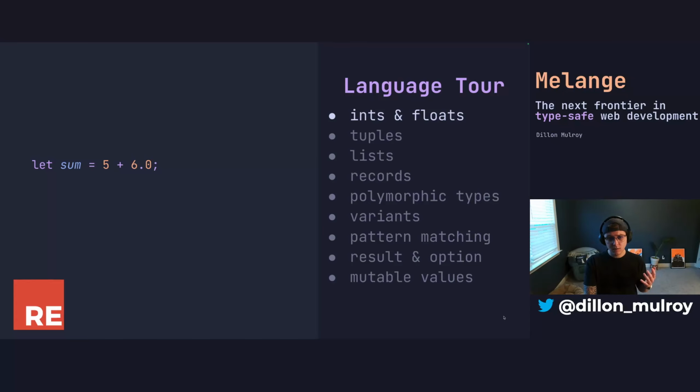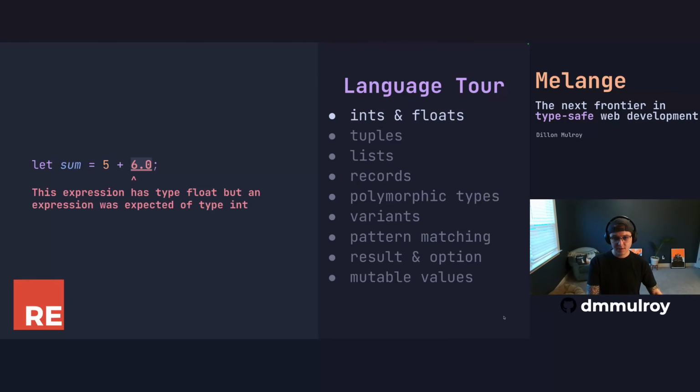Now you may be asking, well, what happens if we do try to add an integer and a float? Well, we're going to get a compile time type error. It's going to say this expression has type float, but an expression was expected of type int, and it's just not going to let us do it.